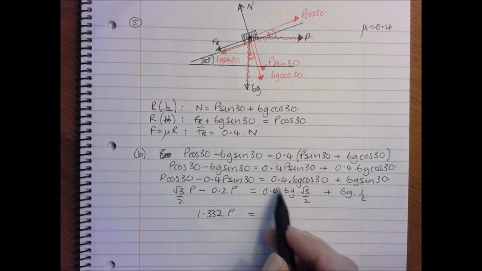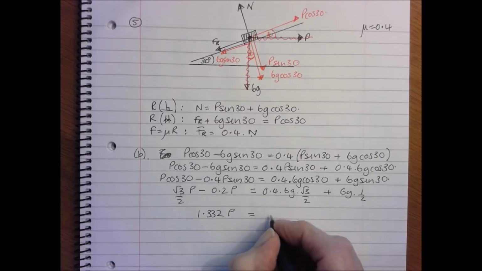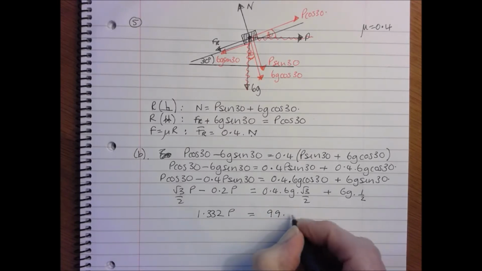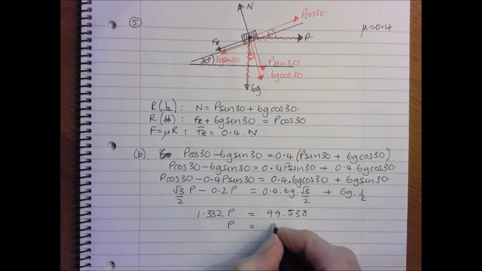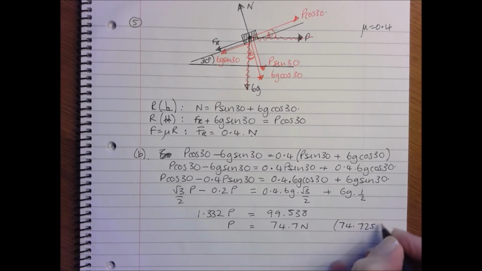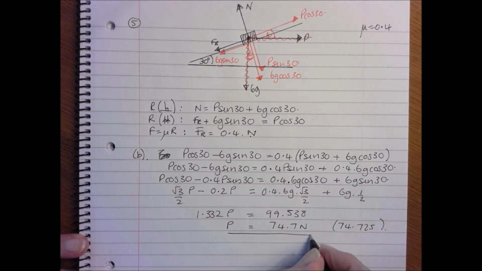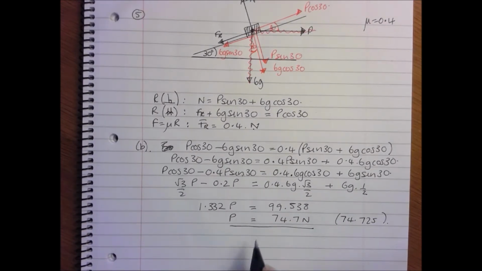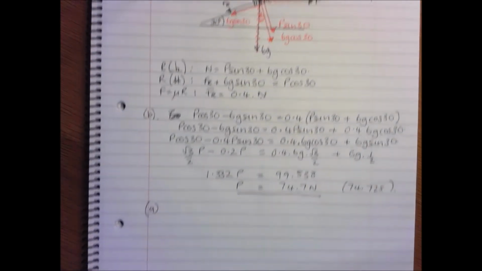And again on this side, put all this lot in your calculator, and what you end up with is 99.538. So divide both sides by 1.332, and P comes out to be 74.7 newtons, 74.725 to more places of accuracy. So that's your value of P. So that's part B.